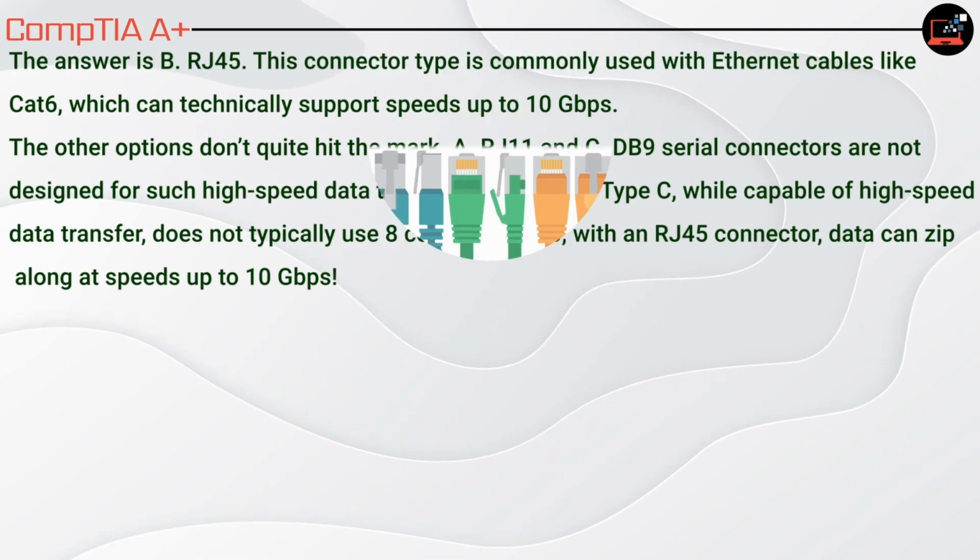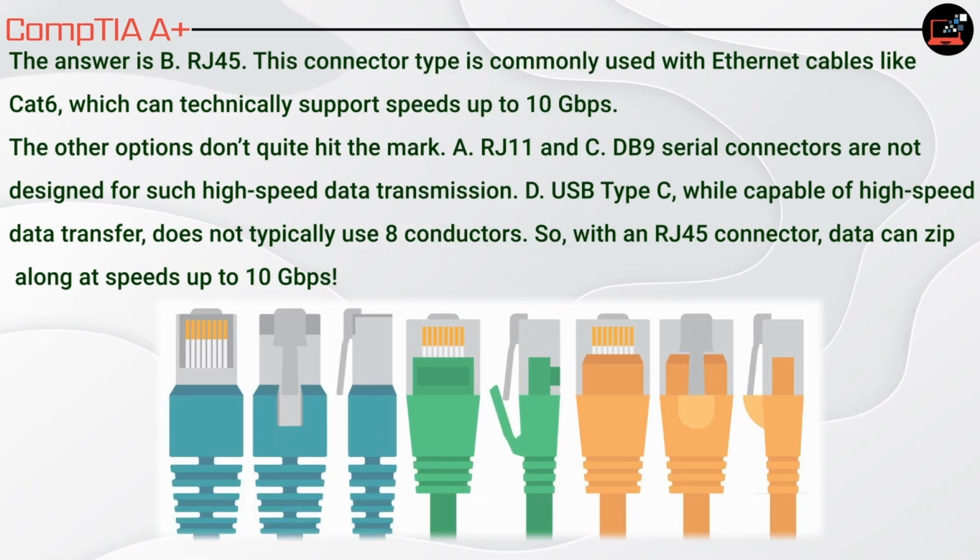The answer is B. RJ45. This connector type is commonly used with Ethernet cables like Cat6, which can technically support speeds up to 10 Gbps. The other options don't quite hit the mark. A. RJ11 and C. DB9 serial connectors are not designed for such high-speed data transmission. D. USB Type-C, while capable of high-speed data transfer, does not typically use 8 conductors. So with an RJ45 connector, data can zip along at speeds up to 10 Gbps.